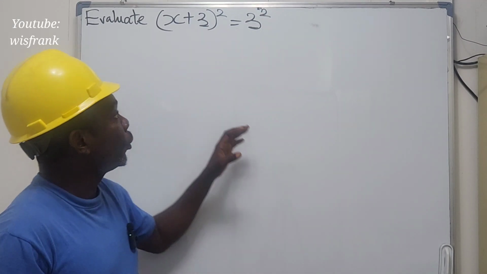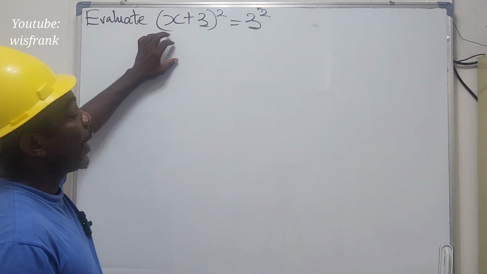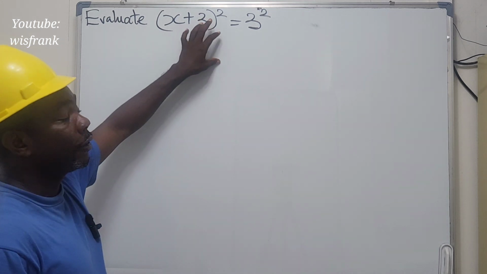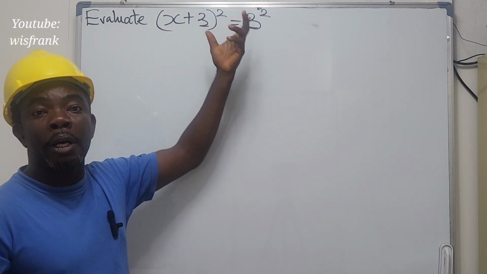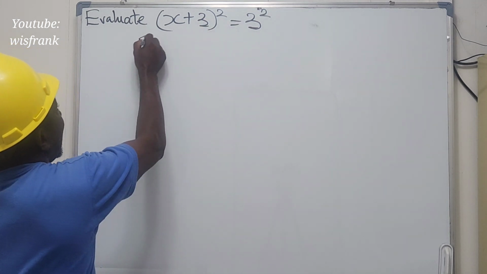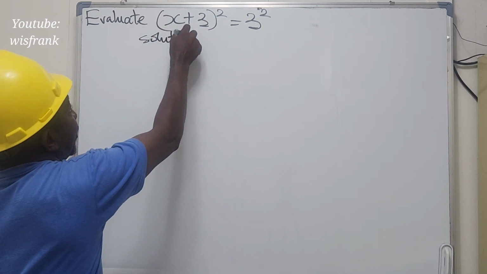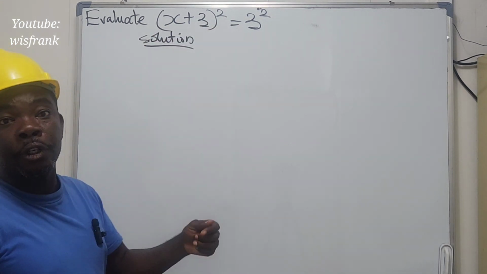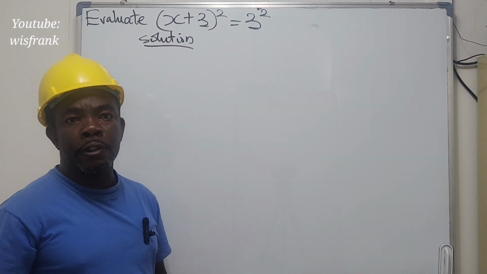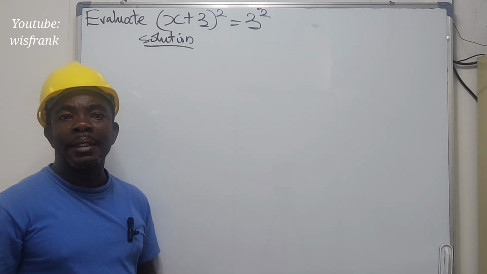For today, we are going to look at this question. It says evaluate (x + 3)² = 3². So we have this as the solution to solve for the equation. We are going to use two methods for us to see how we can arrive at the answer.